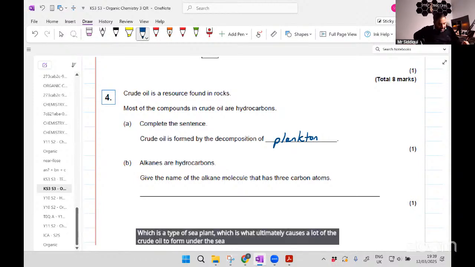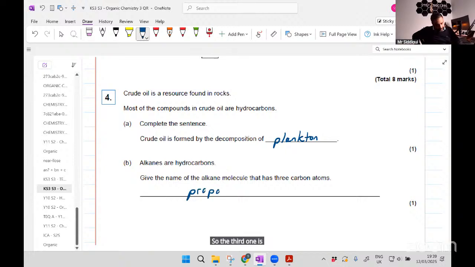Give the name of the alkane that has three carbon atoms. The naming of the alkanes are methane, ethane, propane, butane. So the third one is propane. Make sure you put ane.